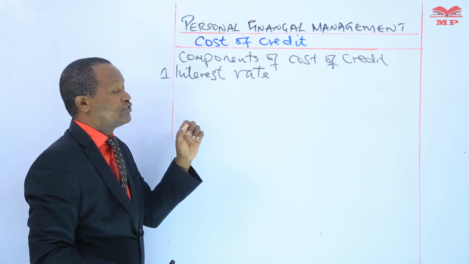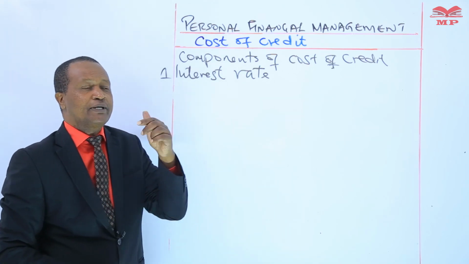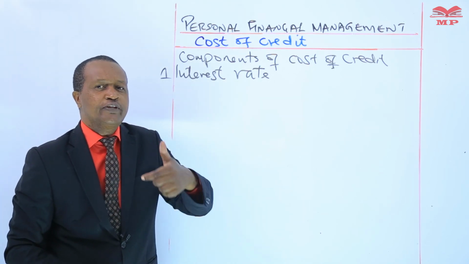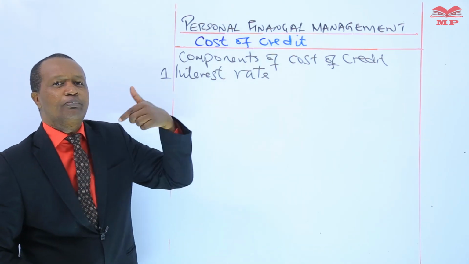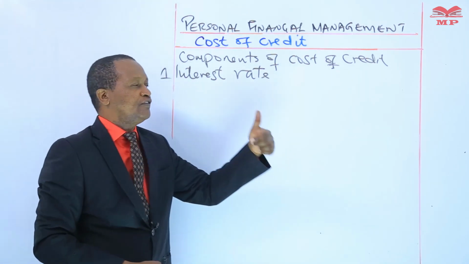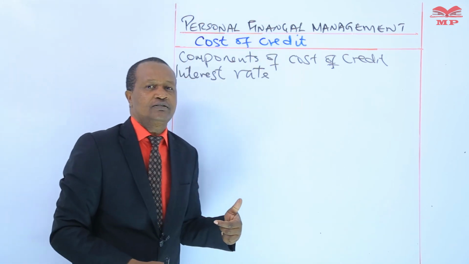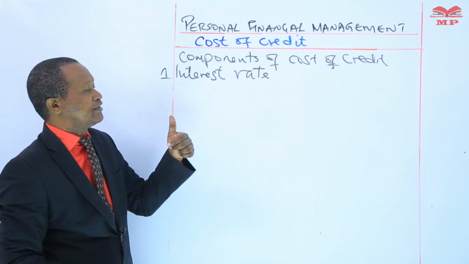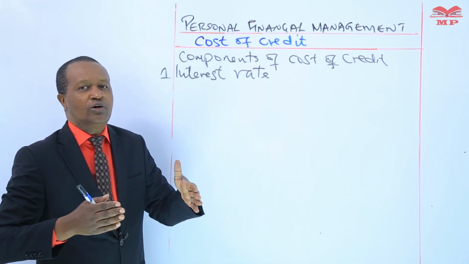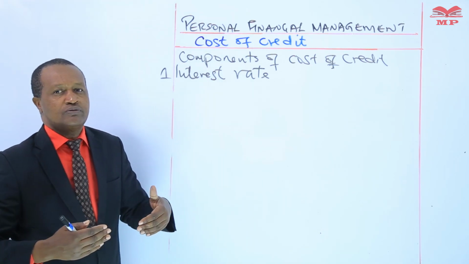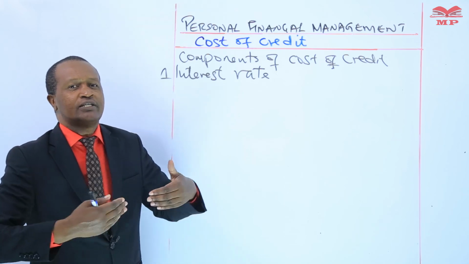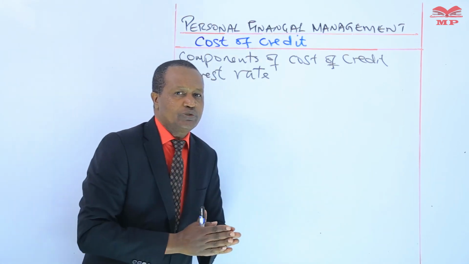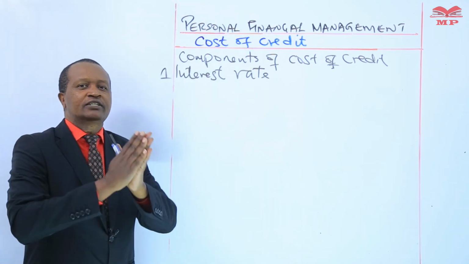And this interest rate is the percentage of the borrowed amount that you pay the lender for using their money. This rate can be fixed or it can be variable, which may significantly impact your overall repayment amount.